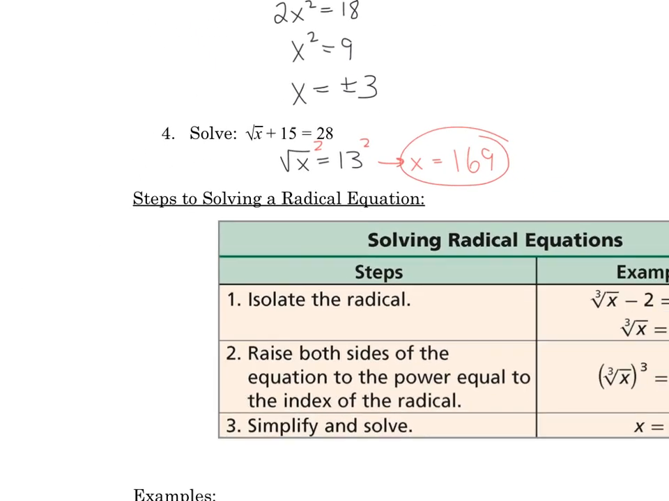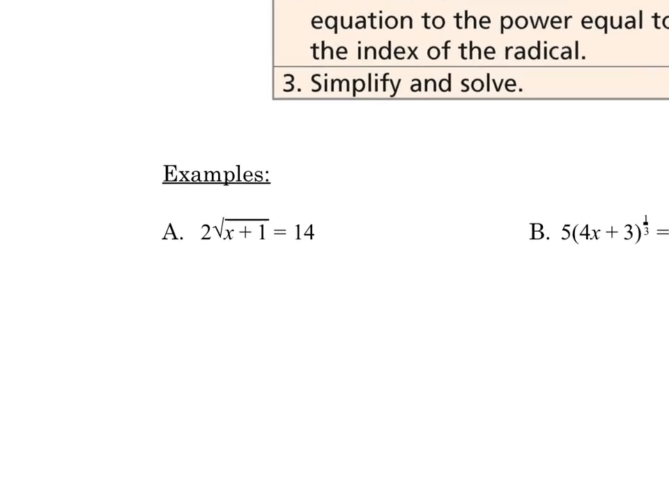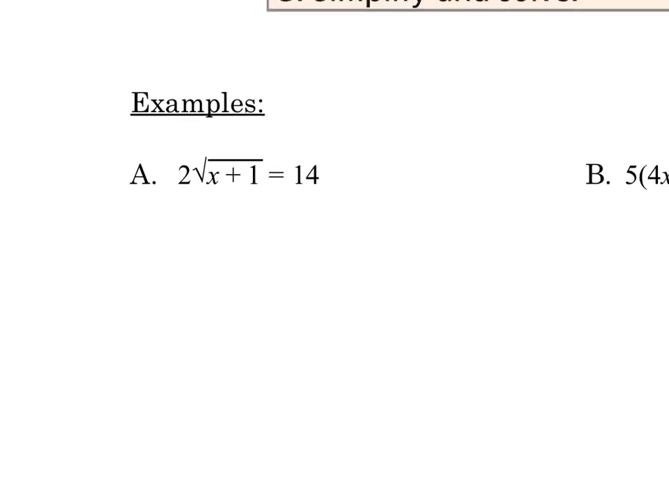So that's the warm-up. That last bit there is really the key idea we're going to be using in this lesson. We are going to solve radical equations. So our steps here: we're going to get the radical isolated, by itself. We're going to raise both sides of the equation to the power of the index of the radical, and then we're going to simplify and solve. I'm going to walk through a couple examples and show you what I mean by that.